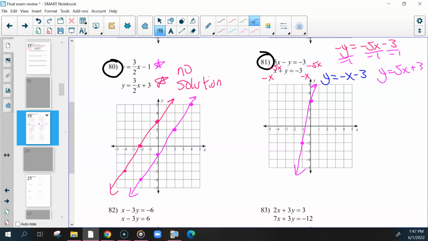And then our other equation, we can start at negative 3. And we're going up 1, to the left 1, as many times as possible, and down 1, to the right 1, as many times as possible. And we're looking for where do these two lines intersect? That would be at this point, negative 1, negative 2. We write that as the ordered pair.